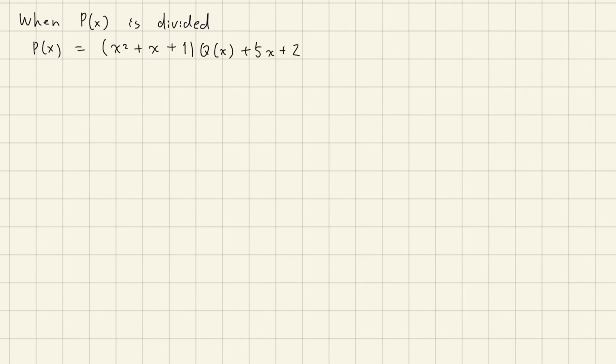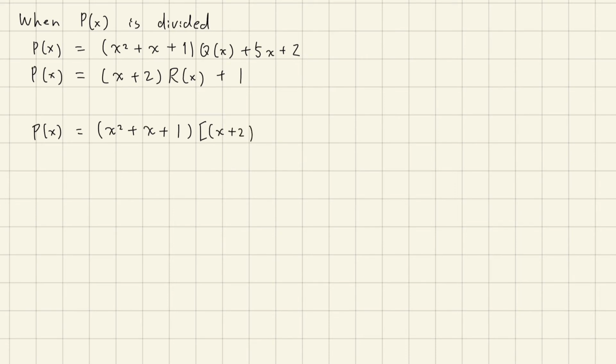First, since we have factors and remainders given to us, we'll rewrite p of x as an equation using the factors and remainders. Therefore, we'll get p of x is equal to x squared plus x plus 1 times an unknown function q of x plus 5x plus 2. And p of x is equal to x plus 2 times r of x plus 1. By rewriting p of x as two different equations, we can then make a third equation with x squared plus x plus 1 times x plus 2, since that's what we're trying to factor.